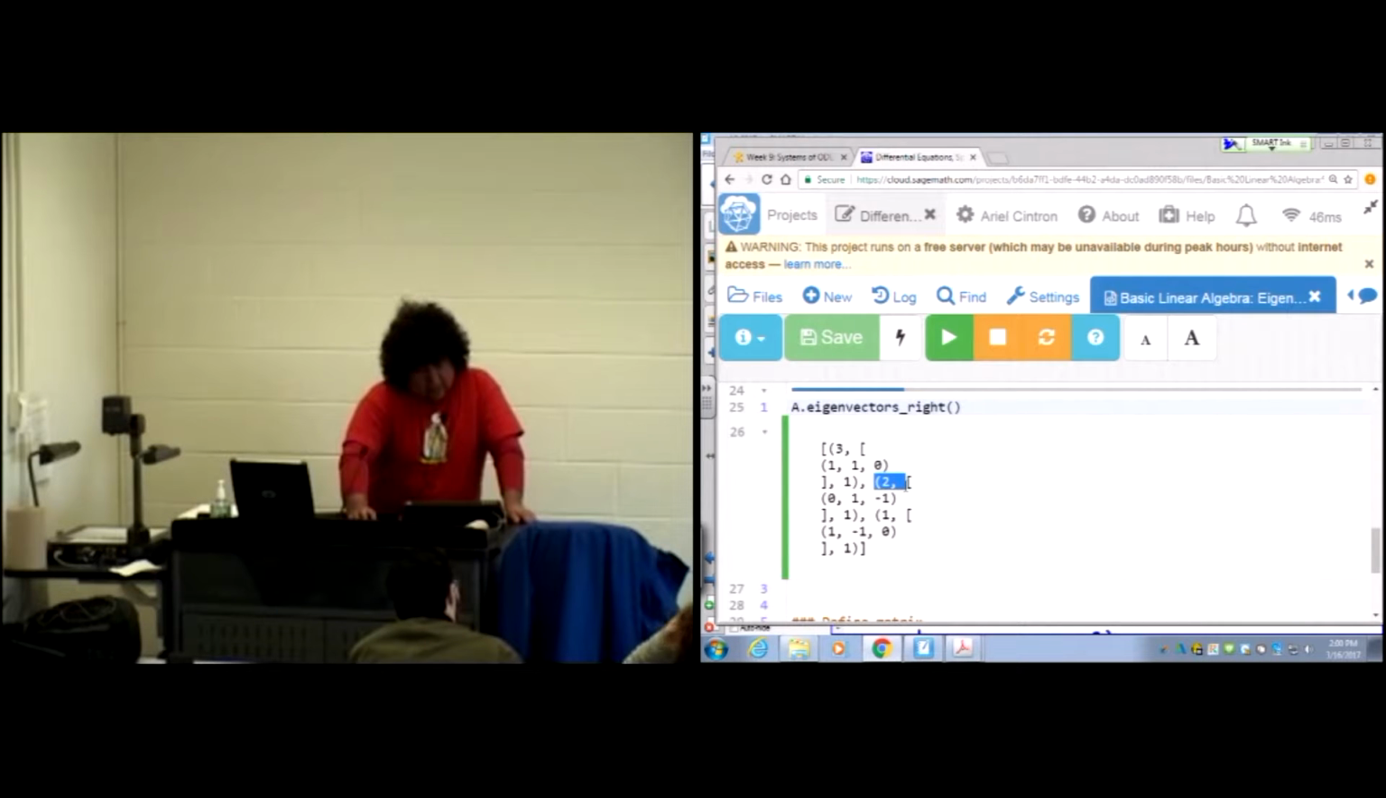So there is that parenthesis, that number. That would be the next eigenvalue. And then there is a list of 3 values between parentheses. That would be the eigenvector associated with the eigenvalue 2. So you have a vector 0, 1, minus 1 associated with 2, and that has multiplicity 1. And then the last eigenvalue is 1, and it has eigenvector 1, minus 1, 0.